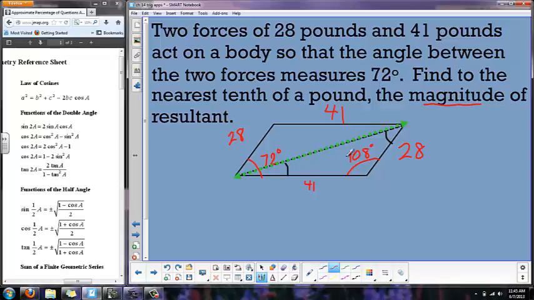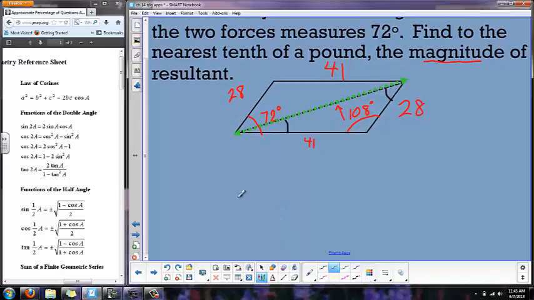Now remember, the only important part about law of cosines is whatever angle you're using in the equation, the side across from it has to come first. So because we're using angle 108, this side, the resultant force, is what we're going to have to write in our equation first. So let's do that.